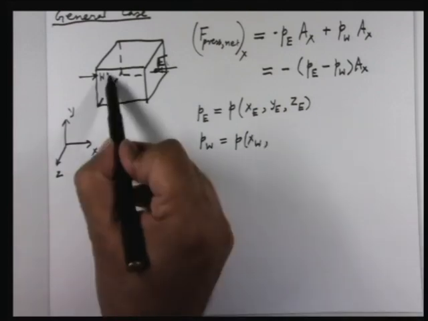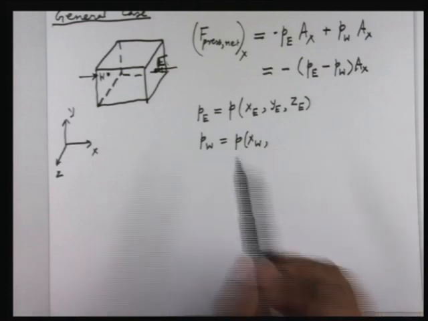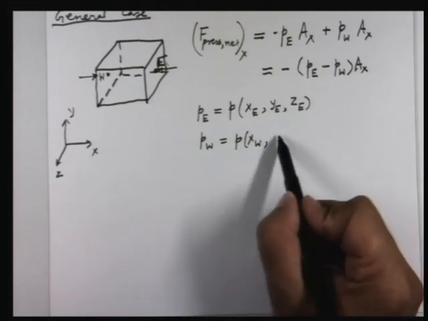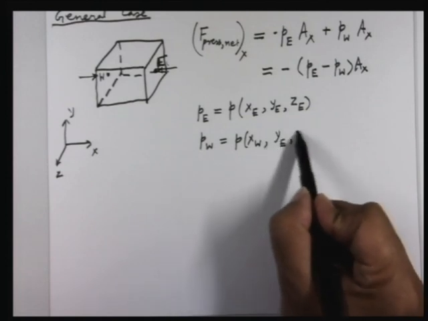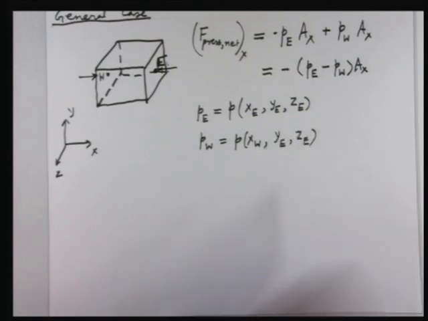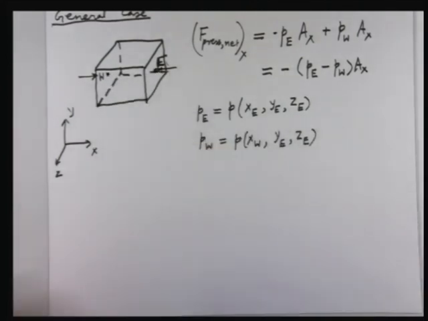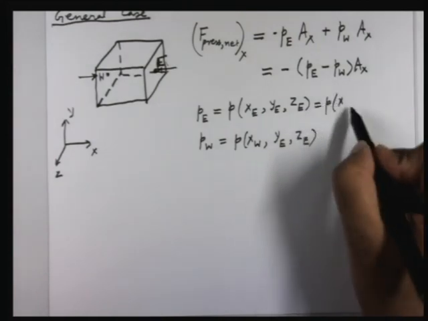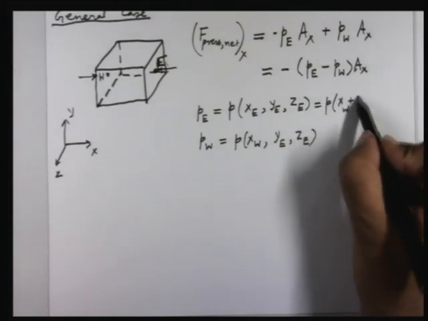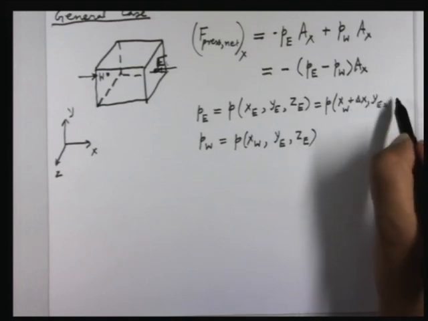Now if you look at this point and this point, the y and the z coordinates are the same. They differ only in the x coordinates. So I am going to write only Ye and Ze. And Xe I can write as x west plus delta x. So I can write this as P of x west plus delta x, Ye and Ze.